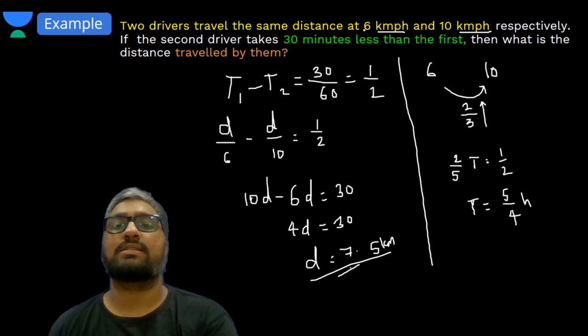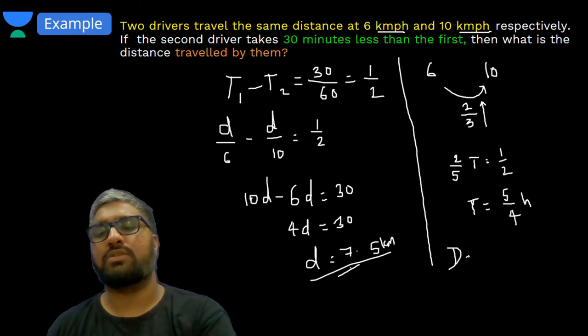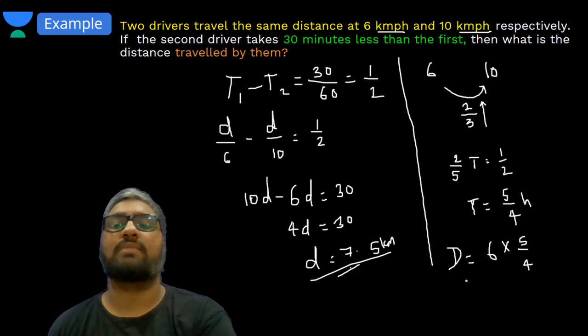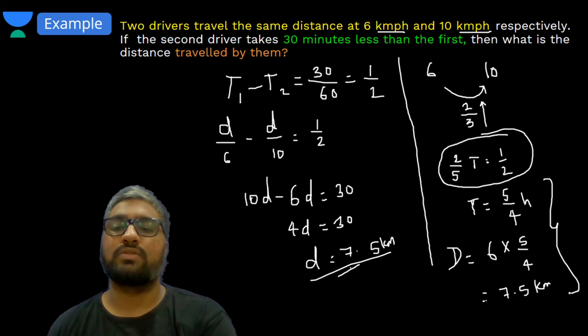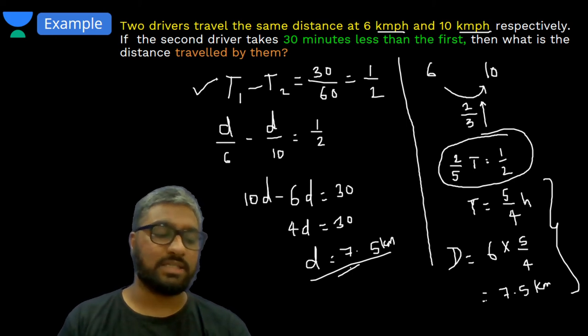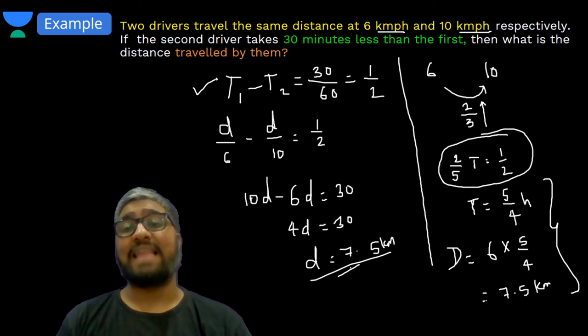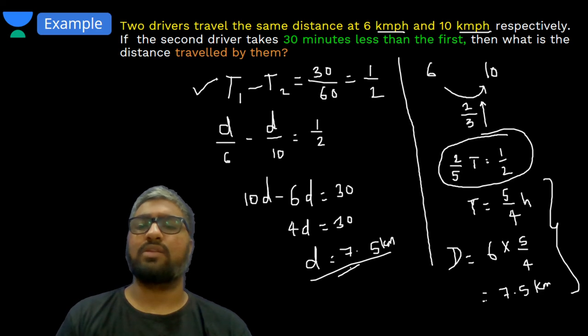All you have to do is use this in the first case. So 6 into 5 by 4, since distance is speed into time, we get 30 by 4, which is 7.5. So if you can do this part mentally, then this is a useful method to go with. Otherwise, you can stick to the basics. Sometimes sticking to linear equations is actually simpler than going for a complex shortcut. So you have to be decisive whether you want to go for a shortcut or stick to the standard way of answering this.